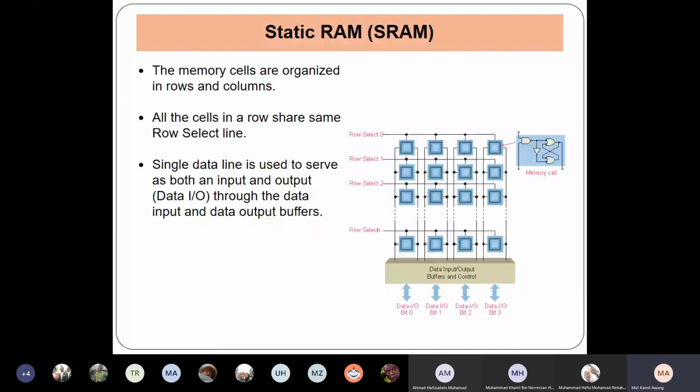The memory cells are organized in rows and columns. All cells in a row share the same row select line. A single data line is used to serve as both input data and output data, so we call it data I/O, through the data input and data output buffer here. So this is how the static RAM looks, being structured. You just need to know.